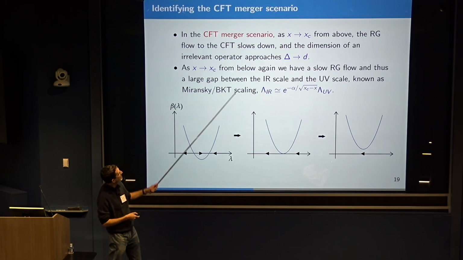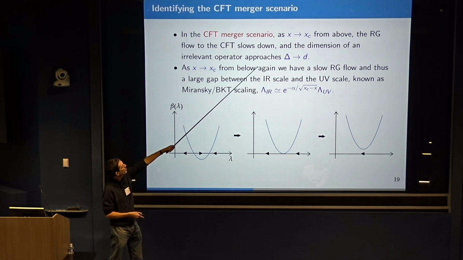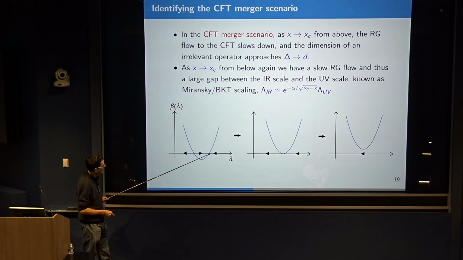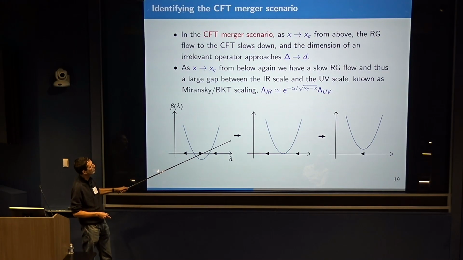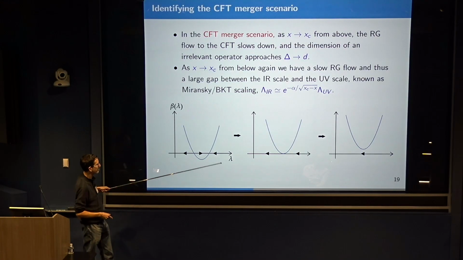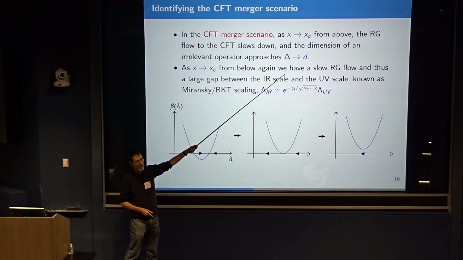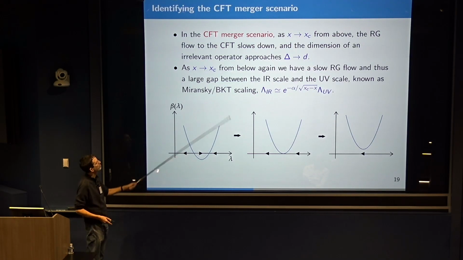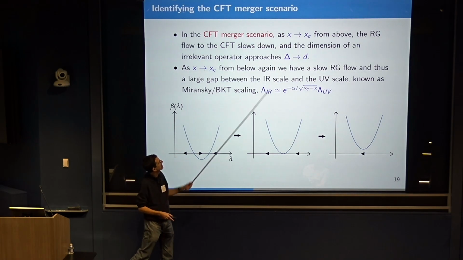Okay, so in this CFT merger scenario, what happens as we approach this critical point, above x critical, we just flow to this fixed point, but this flow becomes slower and slower as we approach the end of the conformal window because the dimension of this operator approaches d, so the flow becomes slower and slower. So that's what we would see if we analyze x approaching xc from above.